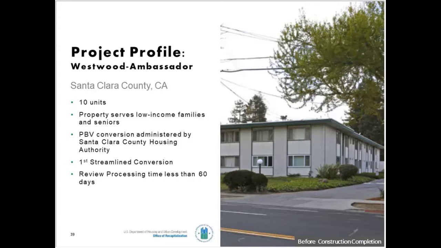Thanks a lot, Marlene. Appreciate that. So Westwood Ambassador, this is actually our first streamline conversion. There are 42 total units. It was originally built in 1960. It was purchased in 1994 by the current owner, Charities Housing. And of the 42 units, only 10 units were on the Mod Rehab contract, subsidized by the contract.